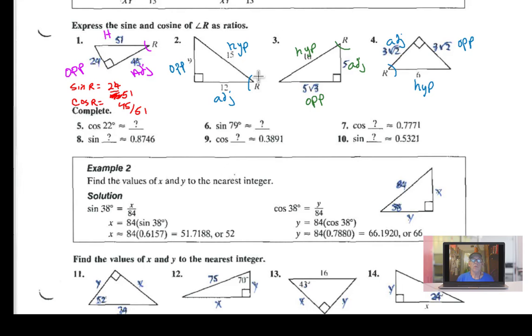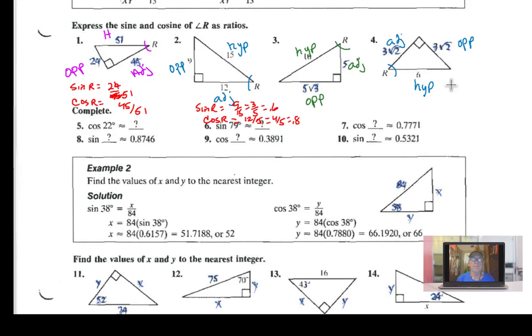Okay, let's look at number 2. Sine of r is opposite, which is 9 over 15. So that's going to be 3/5, 0.6. And cosine of r equals 12 over 15, which is 4 over 5, which is 0.8.